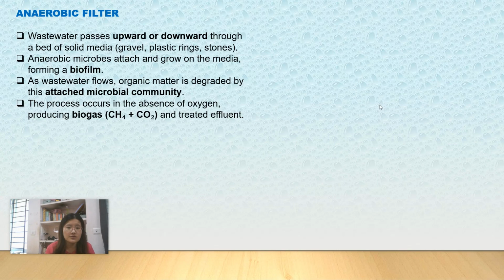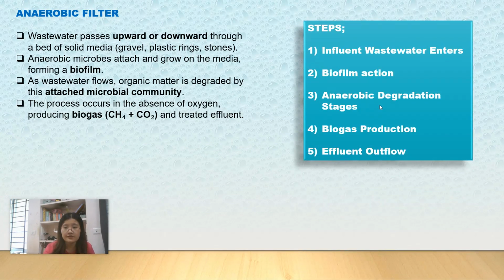As wastewater flows, organic matter is degraded by this attached microbial community. The process occurs in the absence of oxygen, producing biogas, CH4 and CO2, and treated effluent. By biofilm, we mean a complex matrix and closed community of microorganisms. The steps include: when wastewater first enters, the biofilm action happens, then the anaerobic degradation stage, biogas production, and effluent outflow.